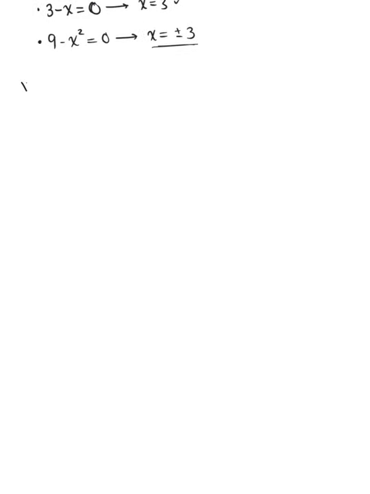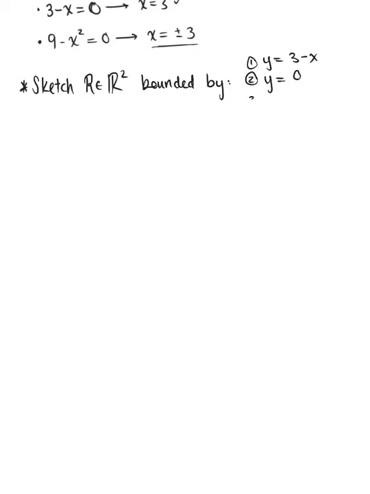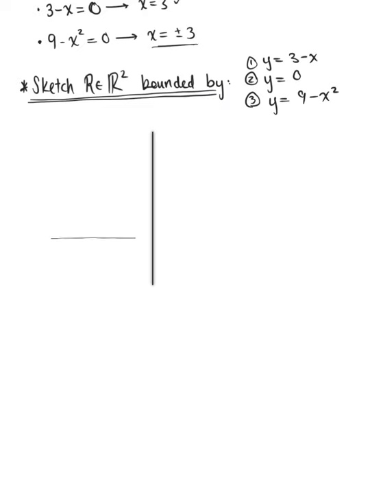So giving ourselves plenty of room, we want to sketch the region, which I'll call the region R. Sketch this region bounded by our three curves. Again, we have y is equal to 3 minus x, y is equal to 0, the x-axis, and y is equal to 9 minus x squared. So here we go. And so we have our y-axis, and we have our x-axis, and we can move this down a little bit.